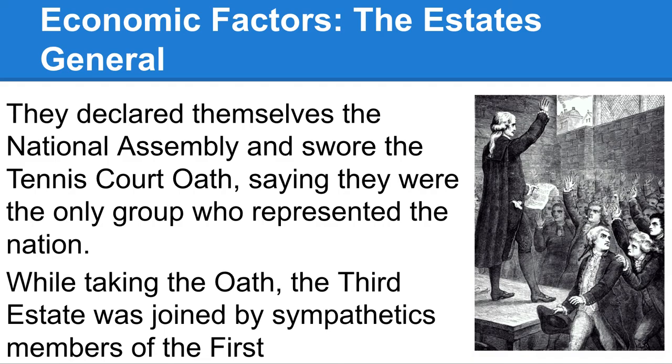When they took this oath, the Third Estate was joined by sympathetic members of the First Estate, largely those clergy who had formerly been part of the Third Estate and saw the struggles that the common people were going through. So really, at the tennis court oath, when the French Revolution gets started, you have a divide between the Second Estate and the Third Estate, between the nobility and between everyone else, although that would soon change in dramatic and unexpected ways.